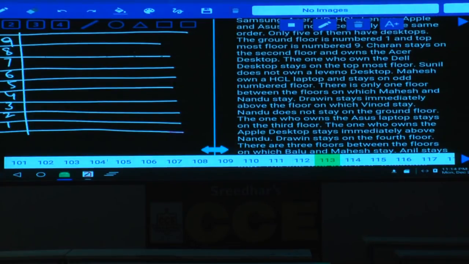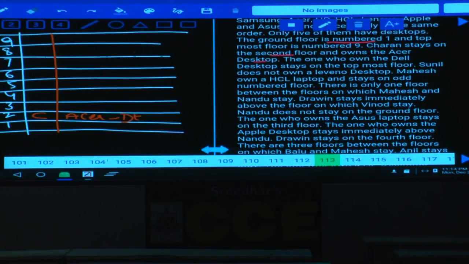The ground floor is number 1 and the topmost floor is number 9, and Charan stays on the second floor and owns a desktop. Now what about Charan? Which floor does Charan live on? Charan stays on the second floor. Charan stays on the second floor and owns an Acer desktop, isn't it? Done with this?